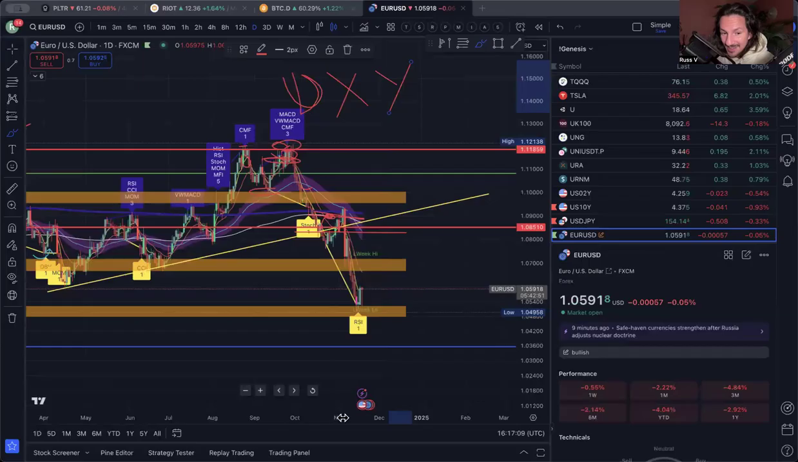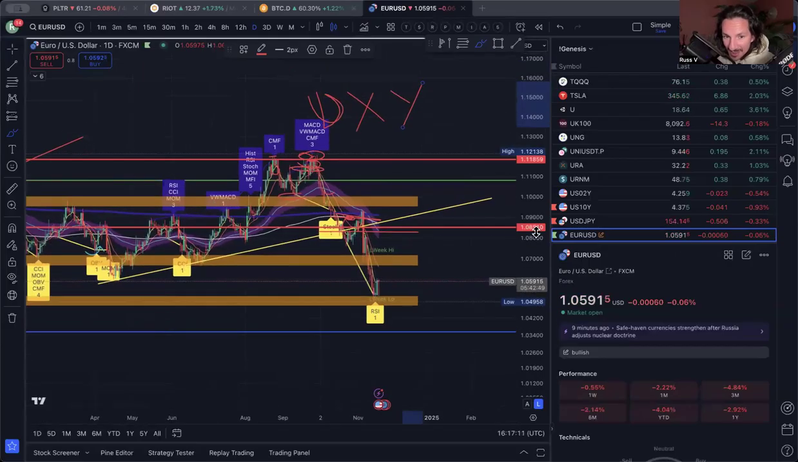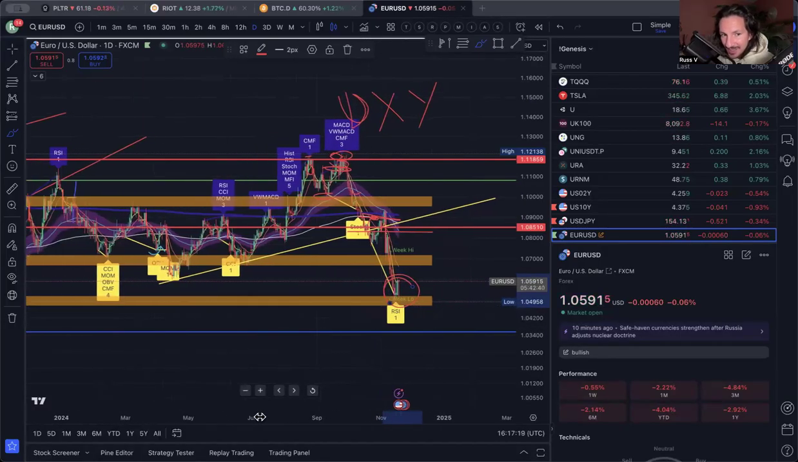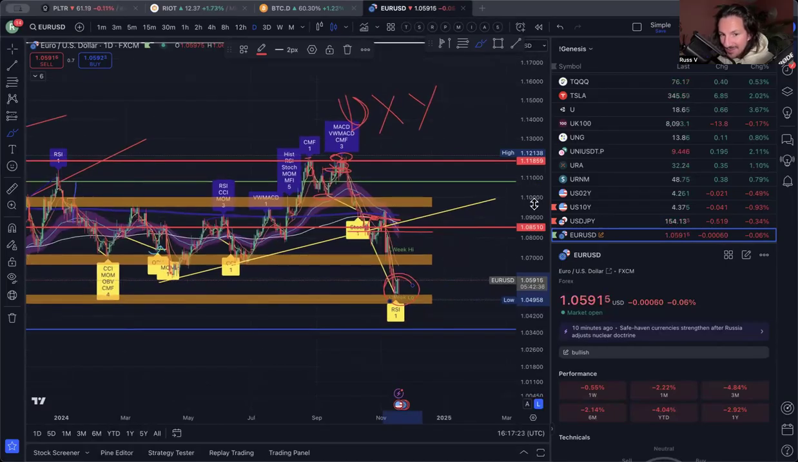I wrote it in our Telegram group, but you can start seeing here a very, very prominent opportunity for Euro to USD finally giving us a bottom here. And that would mean one thing: DXY is even more probable to correct from here.